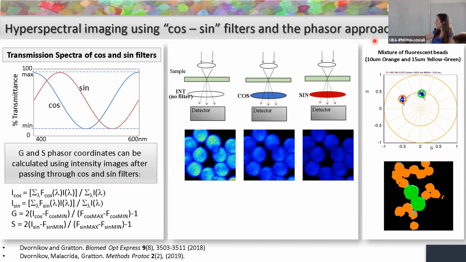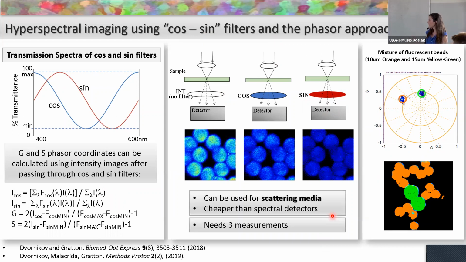You also heard before about this reciprocity principle that exists between the plot and the image, where we can select ROIs in the phasor plot and see where those pixels are in the image and vice versa. This method can be used with scattering media, and it's cheaper, these are just filters, than the spectral detectors. But in this case, we need three measurements, so either you need three detectors to do it at the same time, or you need to do it sequentially, which involves time.